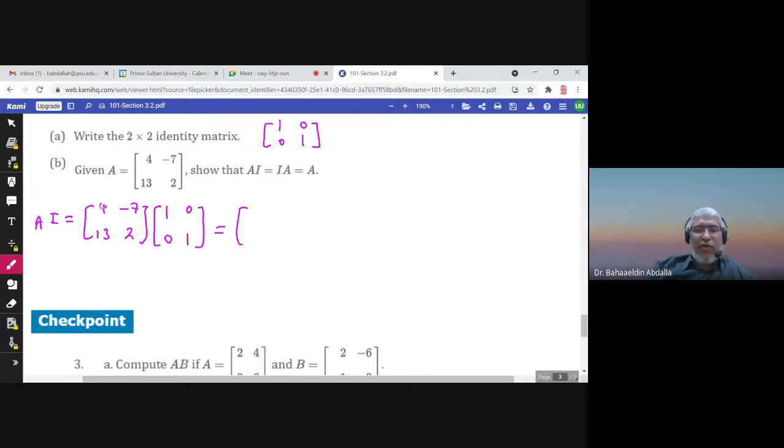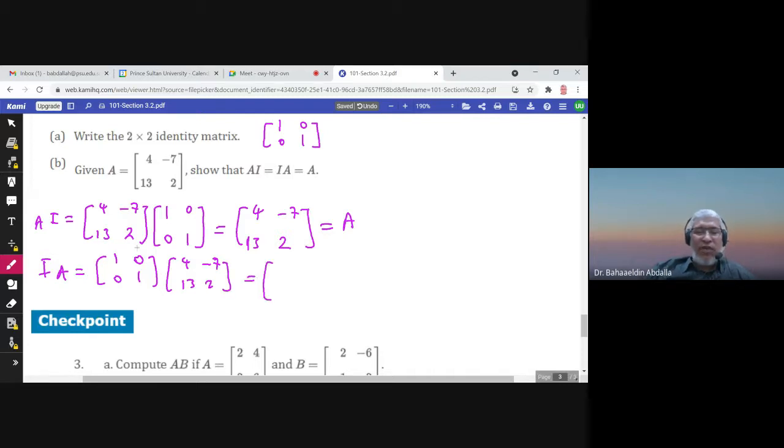Go ahead. 4 times 1 plus 0, that's 4. You multiply the first row by the first column, then the first row by the second column. 4 times 0, 0, minus 7 times 1 is negative 7. 13 times 1 is 13 plus 0. 13 times 0 is 0, plus 2 times 1, that's 2. And this is exactly the matrix A. Also, you can try multiplying IA. So this is indeed the identity matrix for multiplication.